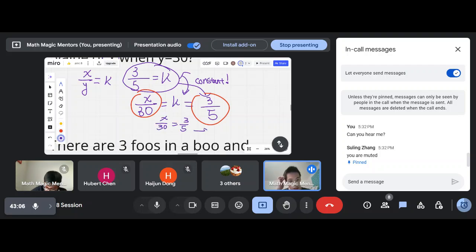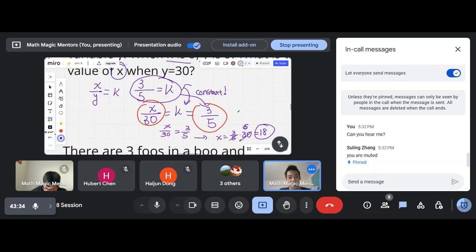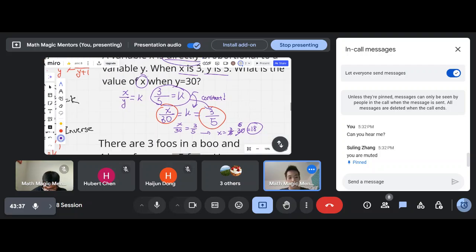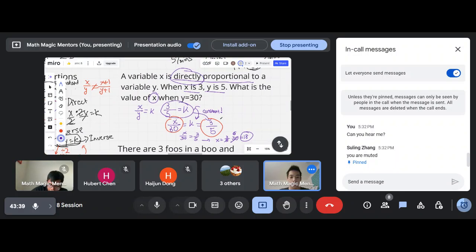Multiplying by 30 on both sides gives x equals 3/5 times 30. We can cancel one factor of 5 from the 30 and one factor of 5 from the denominator to get 15. Or sorry, this is 6. 18. Yeah, so 30 divided by 5 is 6. So we want to write a 6 there. Yeah, sorry about that. So x is 18 when y equals 30. So that's one basic example.